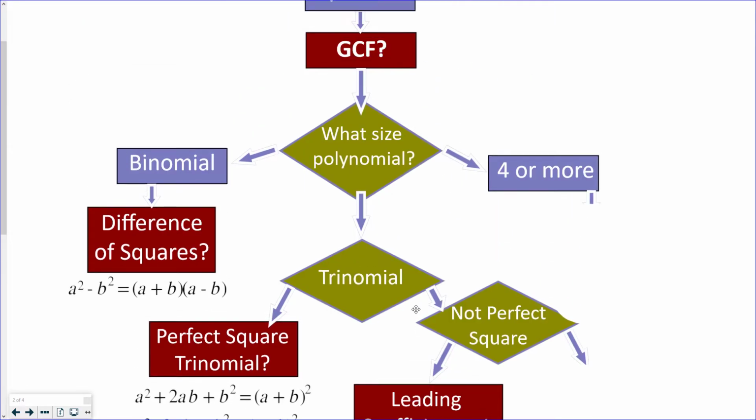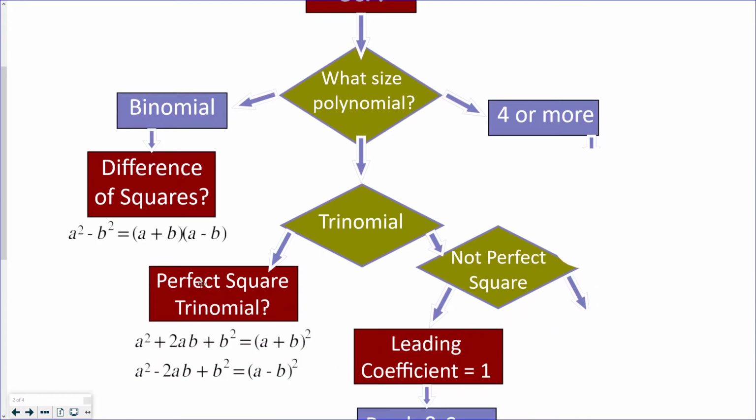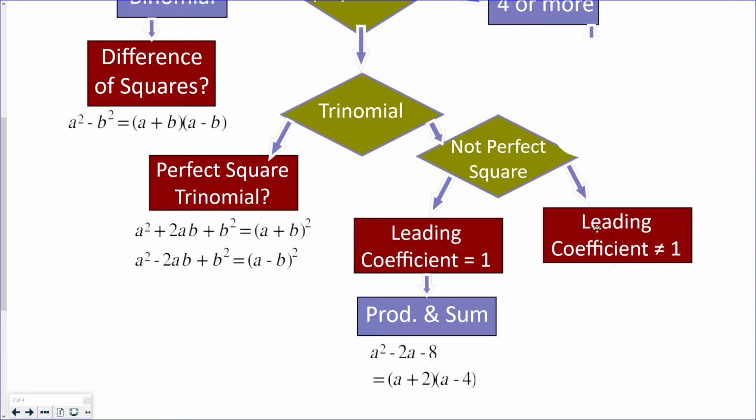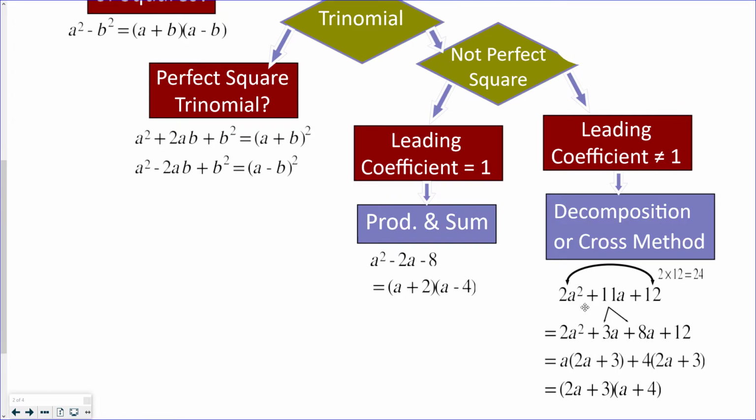So again, let's go down that tree again. So was there a GCF? Is it a trinomial? Look for a perfect square trinomial, or maybe you don't want to look for perfect square trinomials. Fine. Is it a leading coefficient of 1? If it is, you can use product and sum. If you don't like product and sum and you don't like perfect square trinomial, well, guess what? You can always use decomposition or the cross method for trinomials. It'll still work. It's just longer.